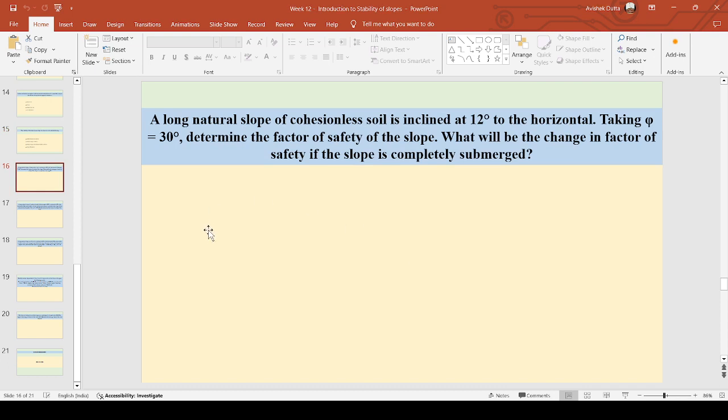A long natural slope of cohesionless soil is inclined at 12 degree to the horizontal. Taking phi equals 30 degree, that is the angle of internal friction or the angle of shearing resistance, determine the factor of safety of the slope. What will be the change in factor of safety if the slope is completely submerged? This question has two parts. You have to first find out the factor of safety in the natural slope, and then you have to find out the factor of safety when the slope is completely submerged.